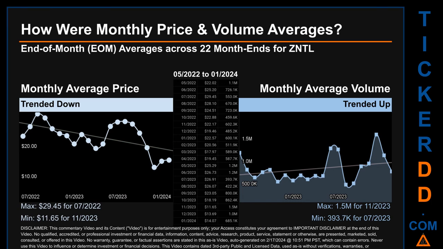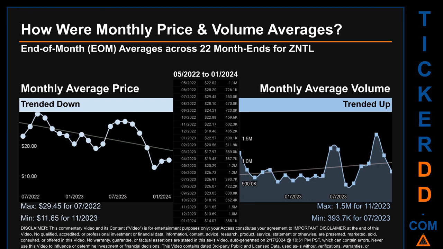How were price and volume averages for ZNTL? Across 447 trading days, there were a total of 22 month ends, of which monthly averages for daily price and volume were calculated. Overall, monthly price average trended down while monthly volume average trended up.